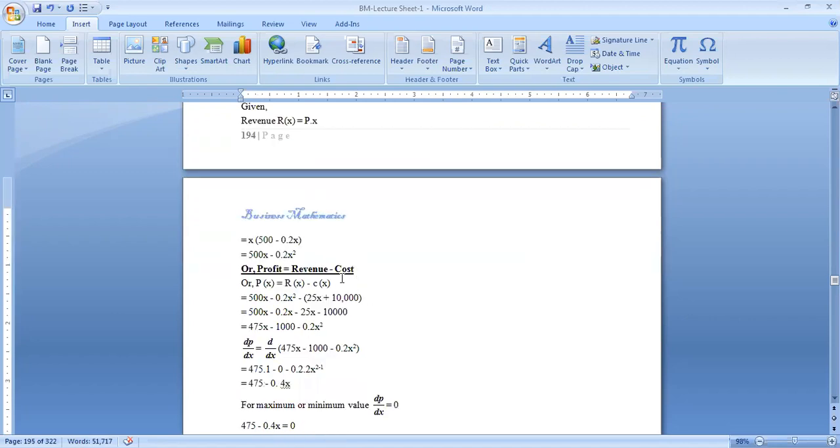Now profit equals to revenue minus cost. You must know profit equals to what? Revenue minus cost will give profit. Now P of x equals to what will be? Revenue means 500x minus 0.2x square, minus the cost function given, 25x plus 10,000. That means the profit P equals to this one. This is equation number 1. Clear?